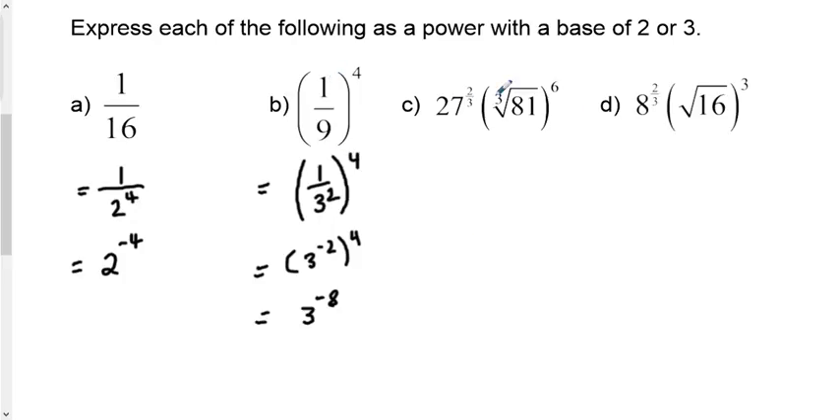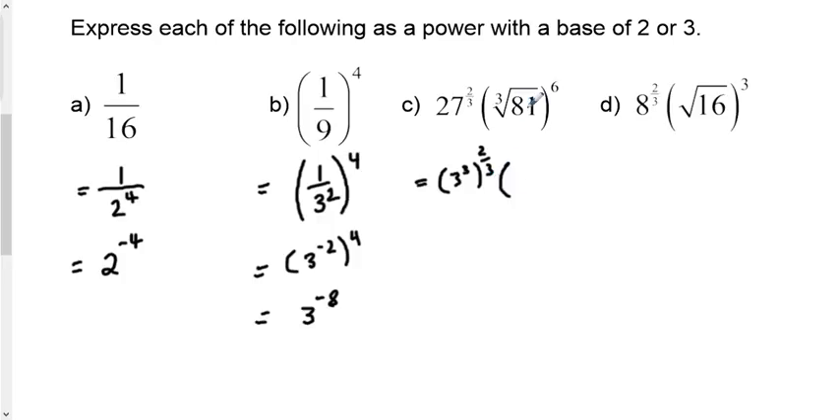The next example, we're getting into fractional exponents. So it's important to remember that when we have a fractional exponent, the numerator represents the power or the exponent, and the 3 represents the index of some type of radical. I'm going to focus on 27 and 81 here, both of which are powers of 3. So 27 would be 3 to the 3, and we're raising that to the exponent 2/3.